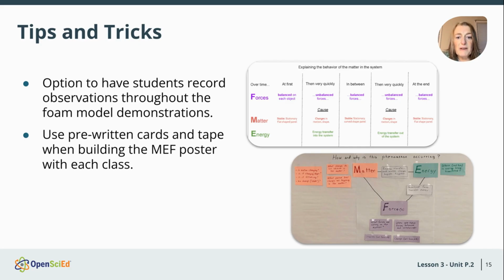For construction of the MEF poster throughout lessons 2, 3, and 4, the best way to do this is to write out each edition on an index card with tape on the back so you can remove it and then put it back for each period.